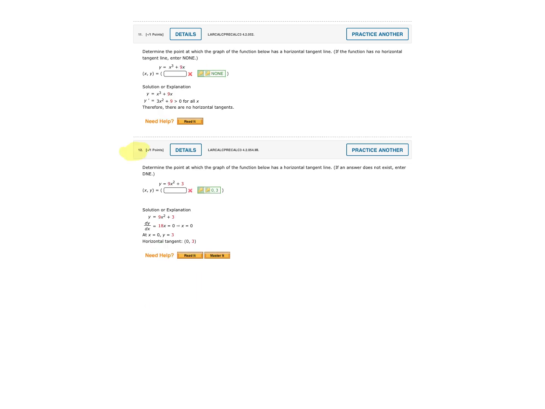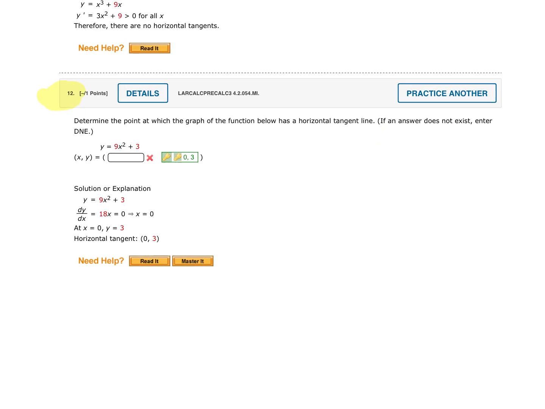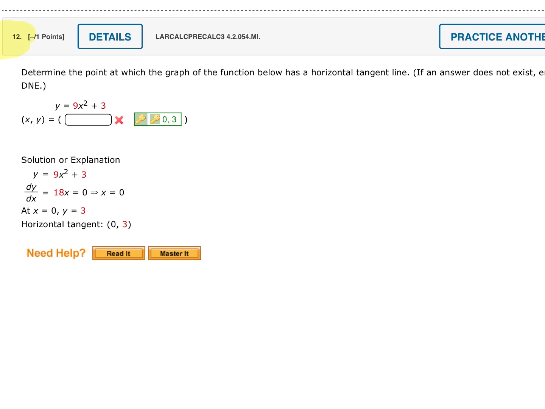So 12 says, determine the point at which the function below has a horizontal tangent line. Well, what's the slope of a horizontal tangent line? 0. So we want to find when our slope of the line that's given is 0. So let's find our derivative. So y prime, what would our derivative be here? Awesome, 18x.